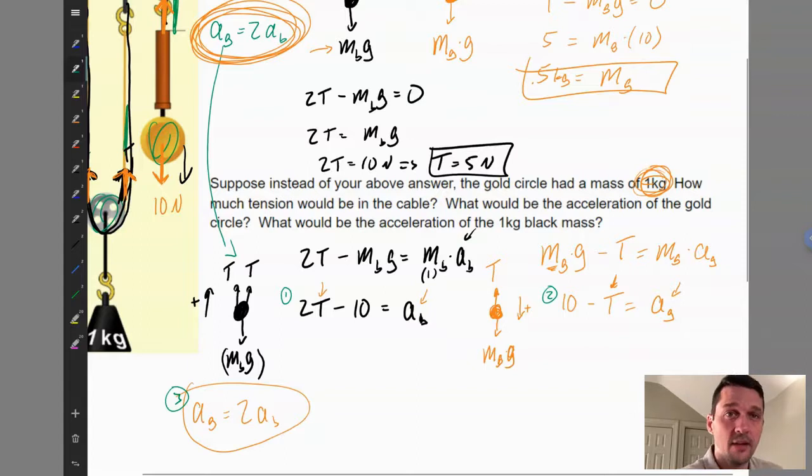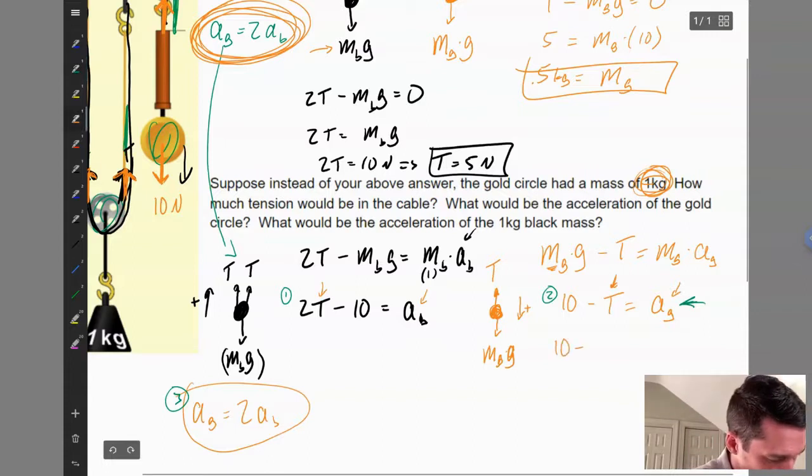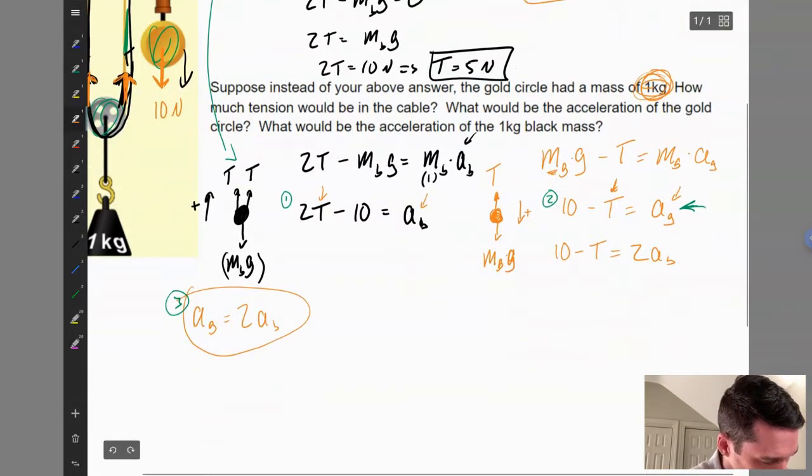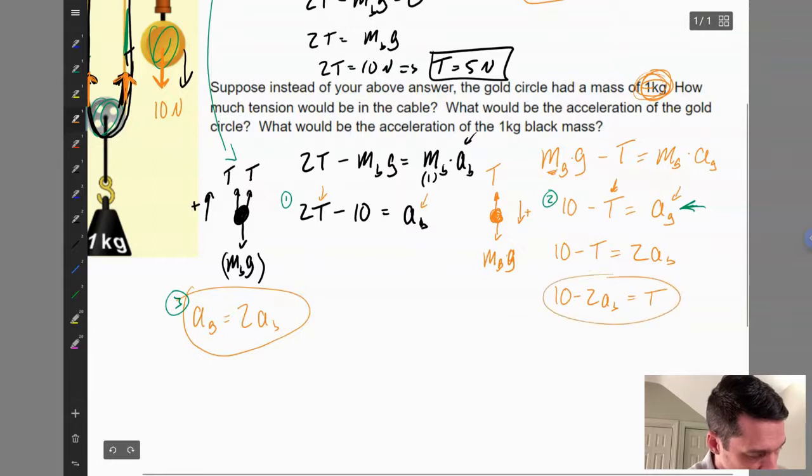We're going to sub that in first, get that out of the way. So the acceleration of the gold thing is twice the acceleration of the black thing. So I'm going to put that into here. So 10 minus t equals twice the acceleration of the black thing. Well, now we've got 2 equations and 2 unknowns. I'm going to rearrange to solve for tension. 10 minus 2 times the acceleration of the black thing equals tension, and now I can sub that into here.